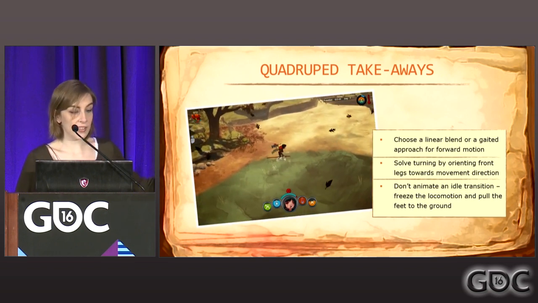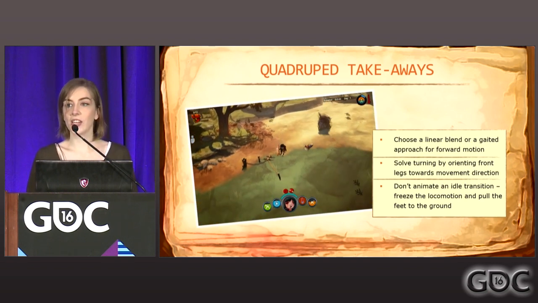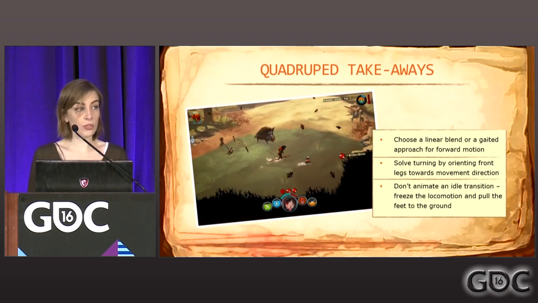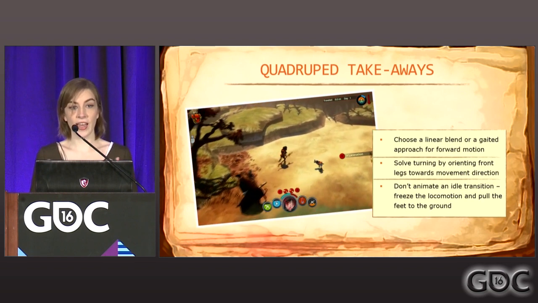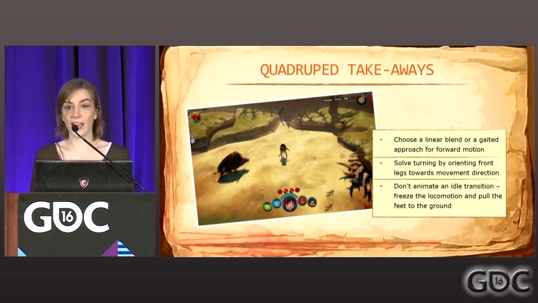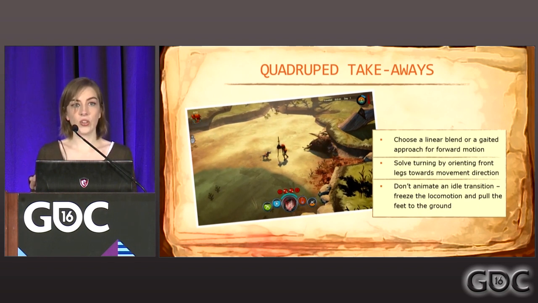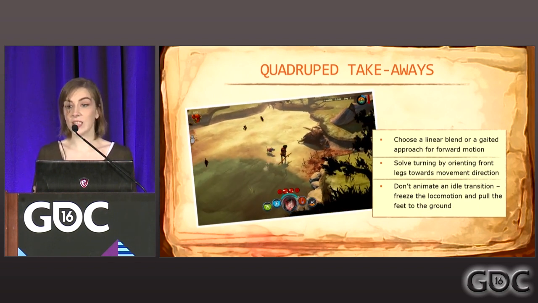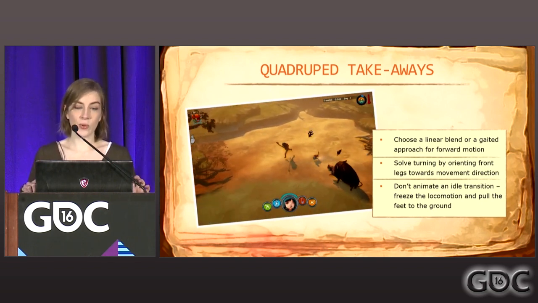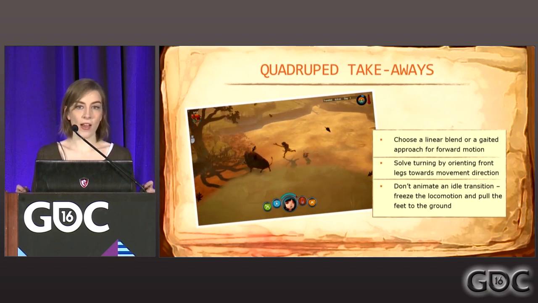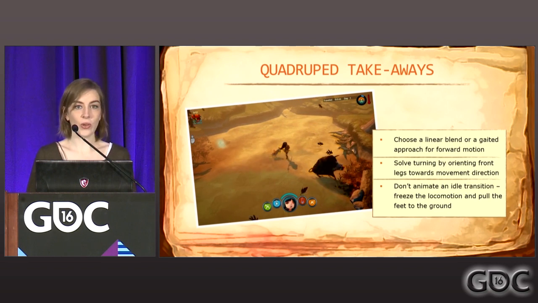What I did for this talk was I showed the boar using a linear blend for its forward locomotion. I showed the wolf doing a kind of gated approach for its locomotion. And I showed how I solved turning and how I personally solved transitioning to idle and back again. When you transition to idle, I think it's wise to not assume that the feet need to be in any specific place, but to find a way in your engine or in your game to pull the feet down directly to the ground and animate wherever they are. I think that's an elegant solution, and it's one I've personally enjoyed doing quite a bit.